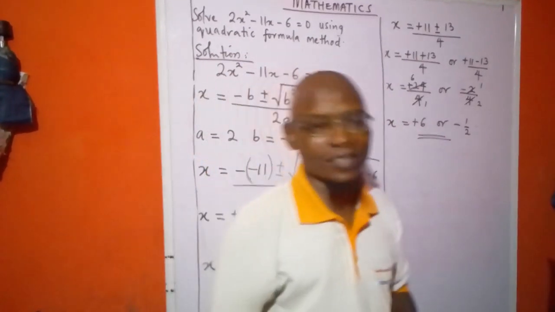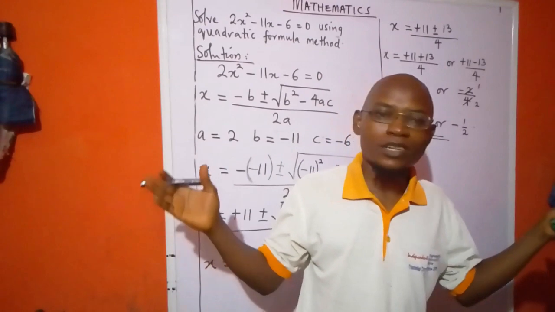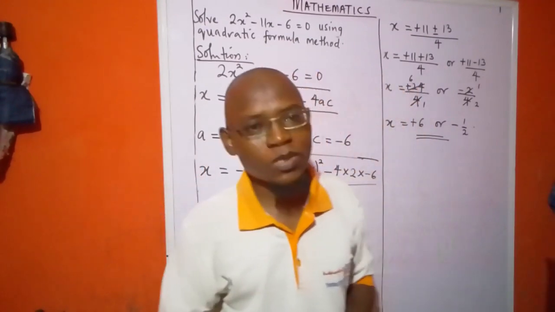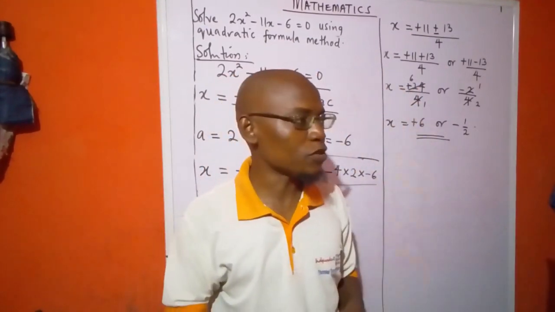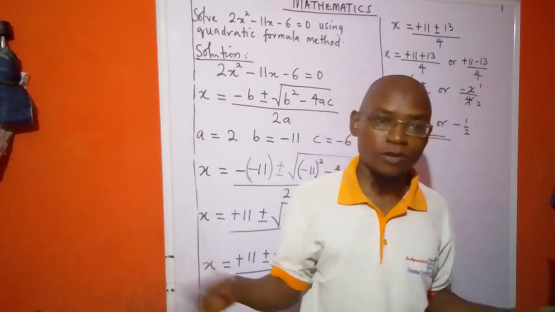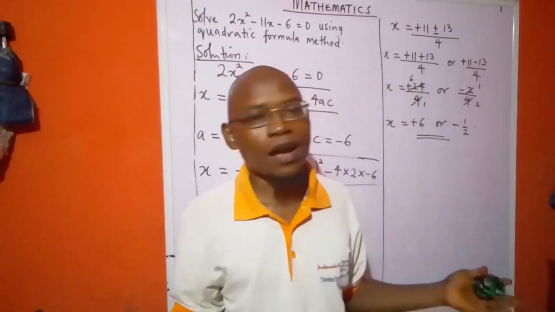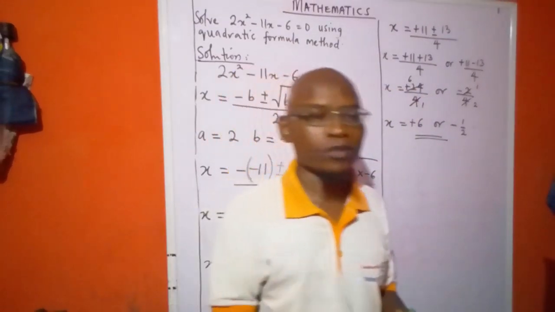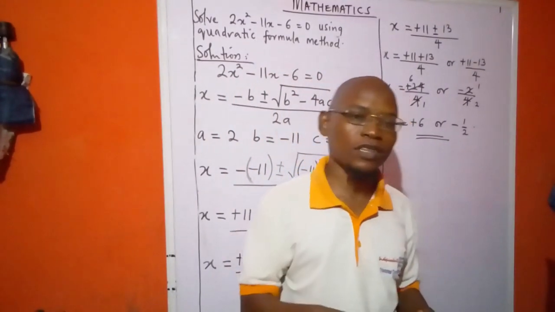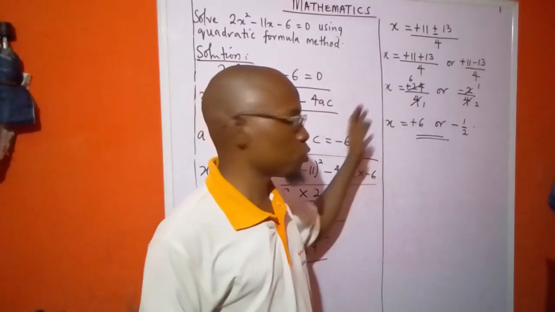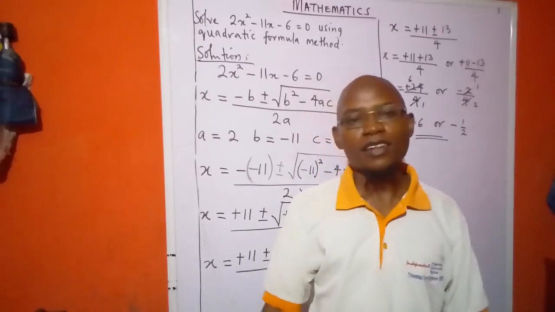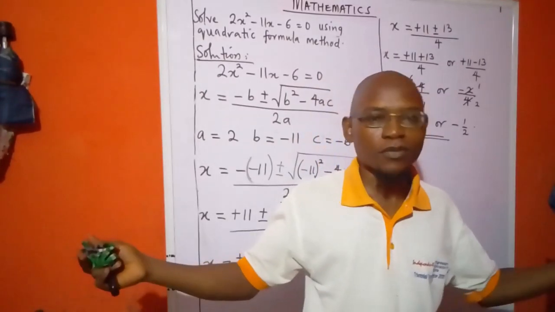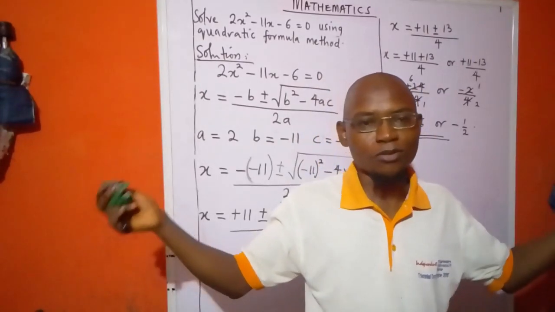All right, guys, the three methods which we said earlier in our videos that we are going to be using are the factorization, completing the square, and quadratic method. So the quadratic method is what we've just done now. So I think we are through with the quadratic equation.